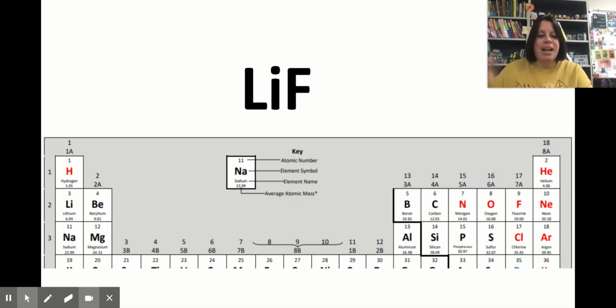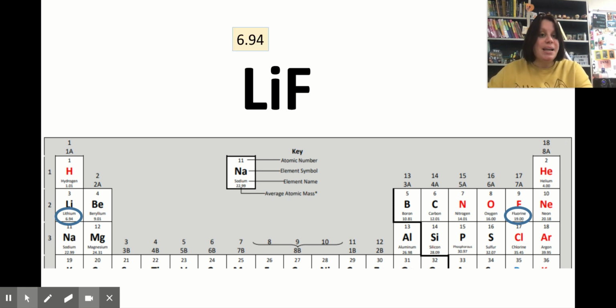Let's look at a compound, lithium fluoride, LiF. It's made up of Li, which is lithium, and F, which is fluorine. To figure out what the molar mass of lithium fluoride is, we are going to take into account what their masses on the periodic table are. Lithium's mass on the periodic table is 6.94 grams. Fluorine's mass on the periodic table is 19.00 grams.